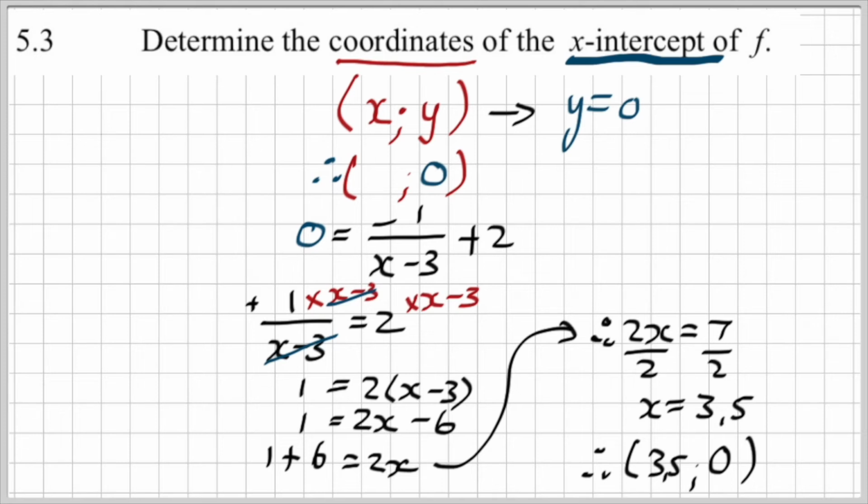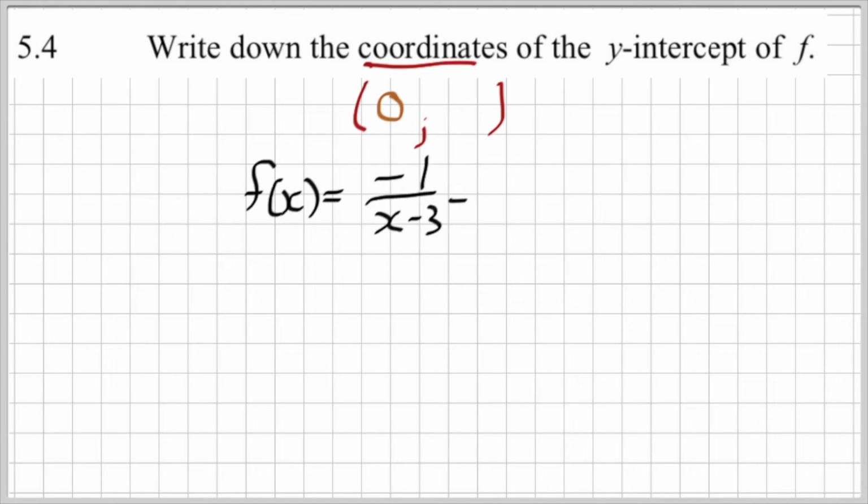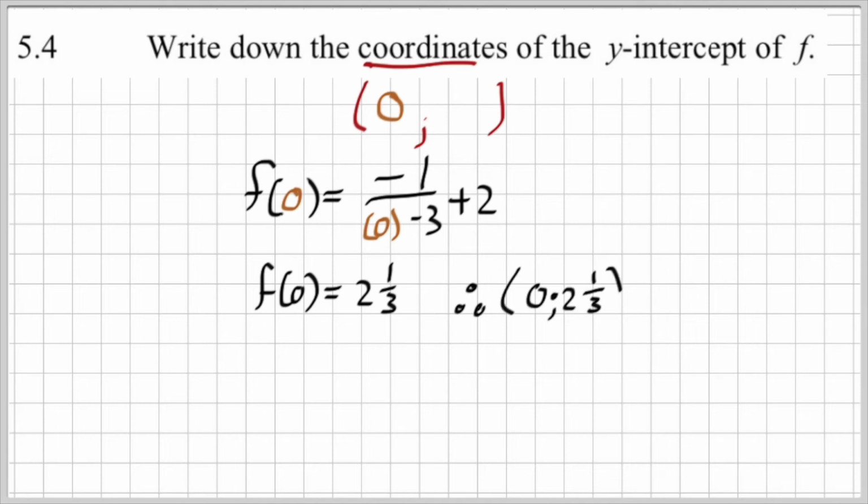Okay? Next question. Write down the coordinates. Again, x and y of the y-intercept, and that's why I make x 0. So I'm going to replace my x in my formula with 0. Substitute it and calculate it, and my answer is 2 1/3. The last question is now, have I answered question 5.4? No, I haven't. I've got to write it as a set of coordinates because that's what they're asking for. Please answer the questions, ladies and gentlemen.